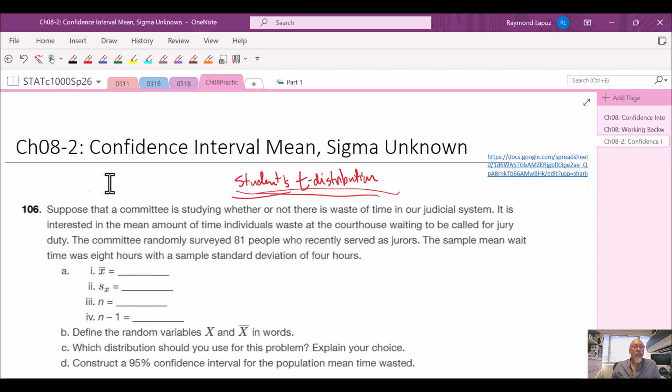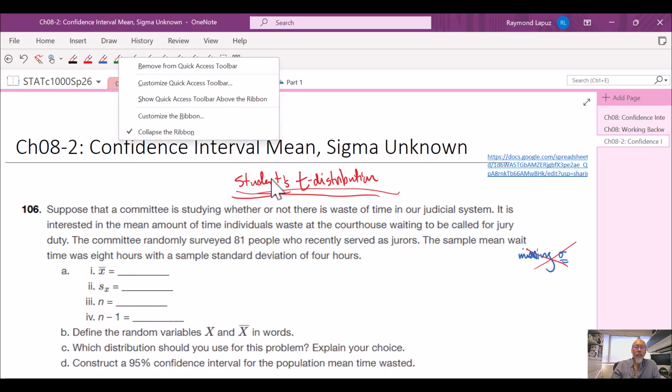So note, distinctively missing, compared to what we were doing before, is that there's no information about sigma. So sigma is out of the picture. And because sigma is out of the picture, we will rely on student's t distribution to make our confidence interval. As we read through again, we'll identify the important pieces of information that they want.